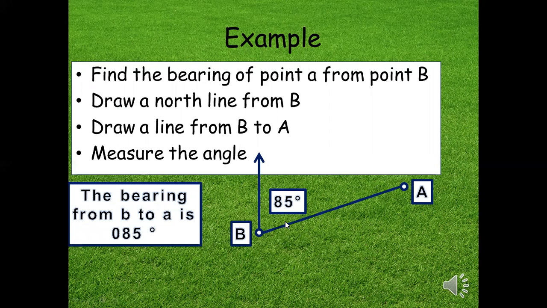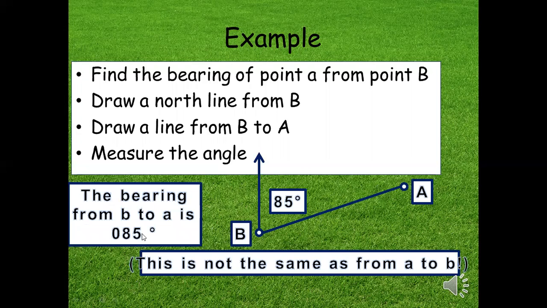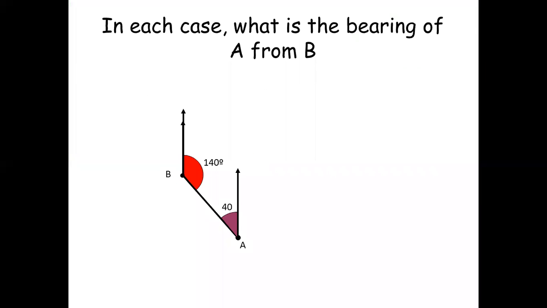When it's 85, I have to write it in three figures. So I'm going to write 0 in the beginning, so it will be 085. It's very important to remember this, because bearing is always written in three figures. They can't read it when it's only two figures. This is not the same as from A to B. What if he asks for the bearing of A from B? It will be a totally different bearing.